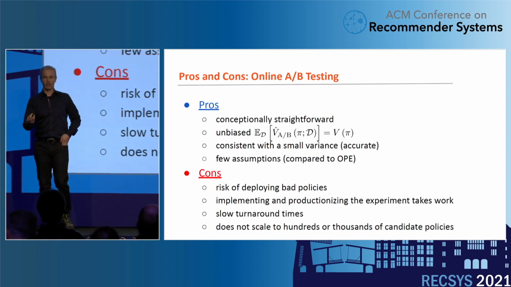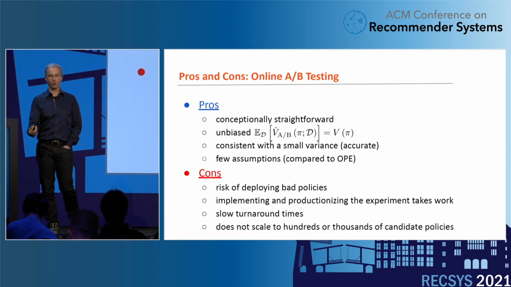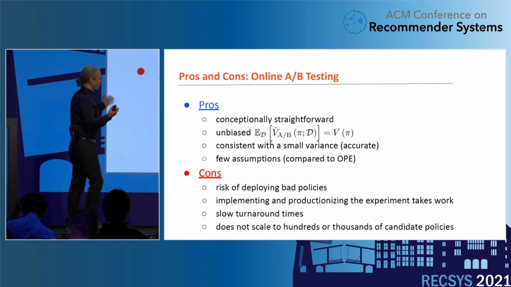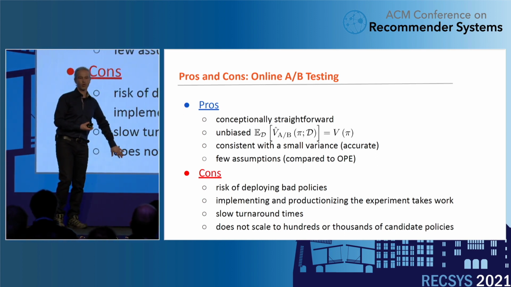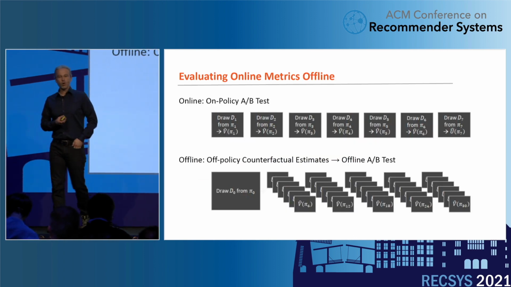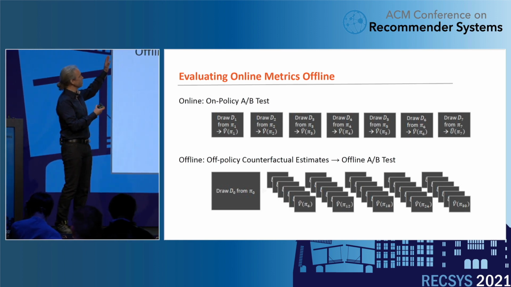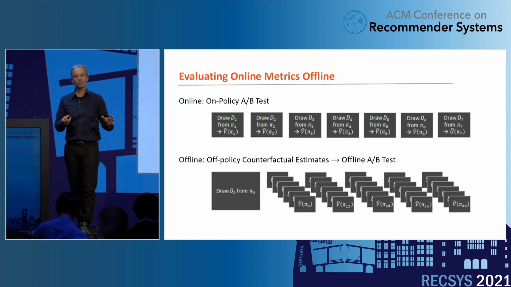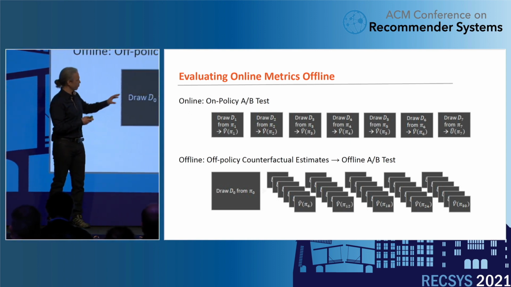So the turnaround times that you have are really on the order of weeks or even months for trying out a new policy and getting its value. And so there's no way you can do this for hundreds or thousands of policies. You don't have enough traffic, you don't have enough time to do that. So this kind of online, on-policy A/B testing, fielding each policy, it doesn't scale. What we would really love to do is the following.